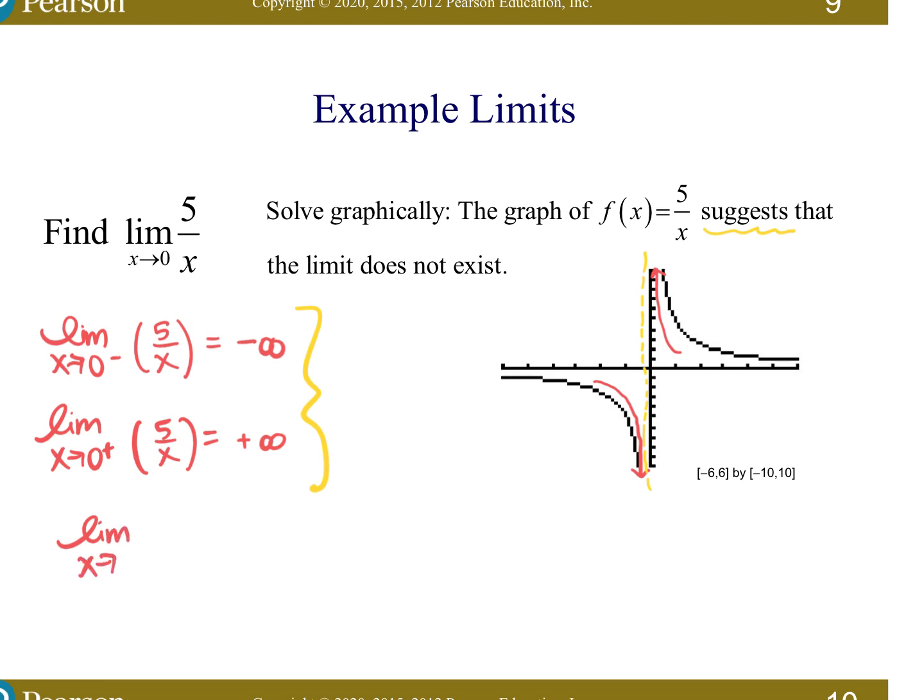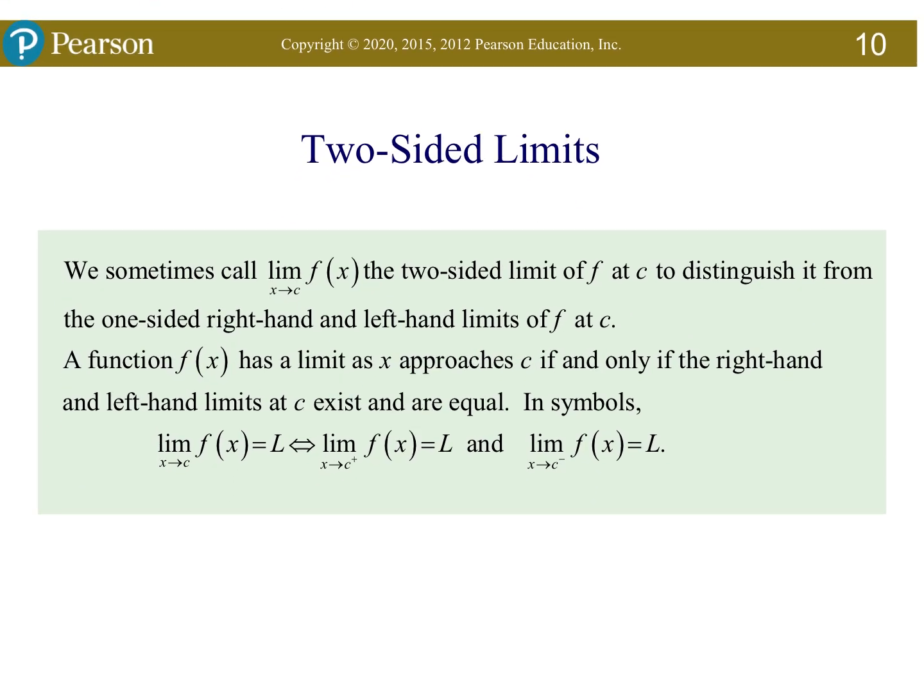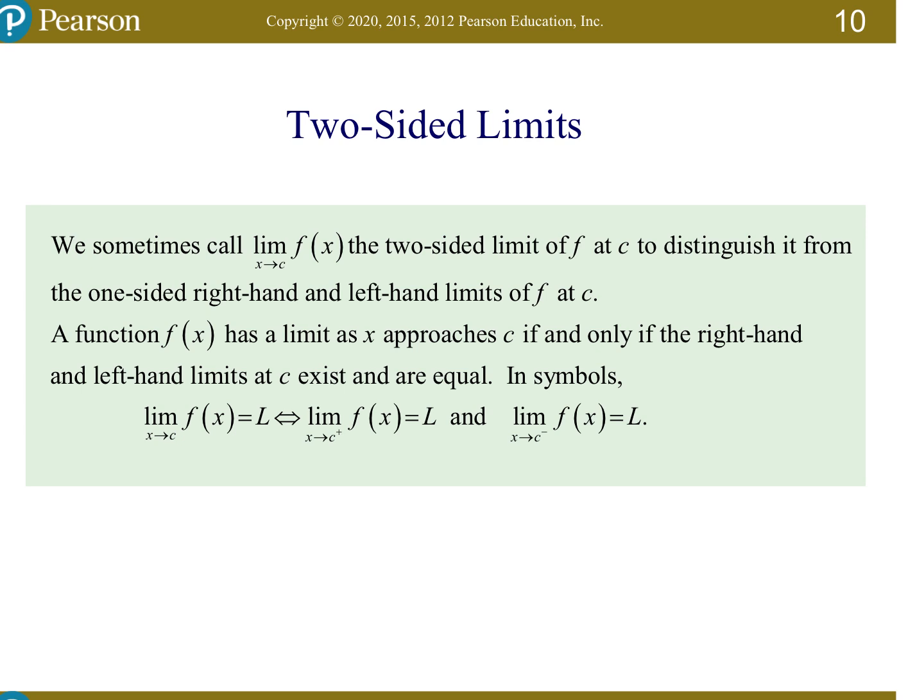So the limit approaching 0 does not exist. DNE you can write, because negative infinity isn't equal to positive infinity. Those are two different things. The left-hand limit and the right-hand limit are not the same. In order for a limit to exist, the two sides must be equal. The left and the right must have the same value. Then you can conclude that the limit does exist.